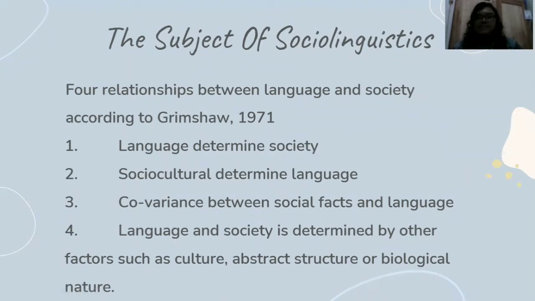The subject of sociolinguistics. There are 4 relationships between language and society, according to Grimshaw, 1971. First, language determines society. Second, sociocultural determines language. Third, covariance between social fact and language. And the last, language and society is determined by other factors such as culture, abstract structure, or biological nature.